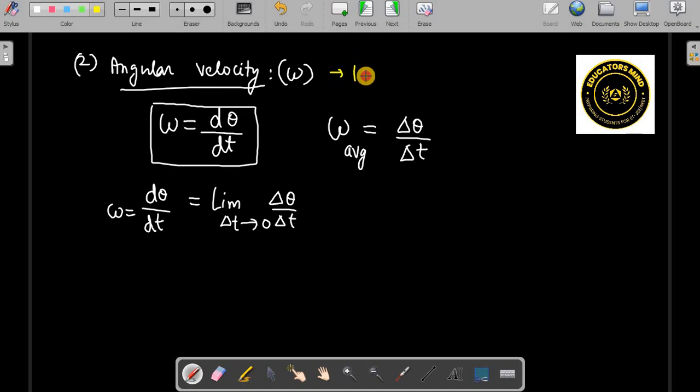It is the rate at which angular position changes.